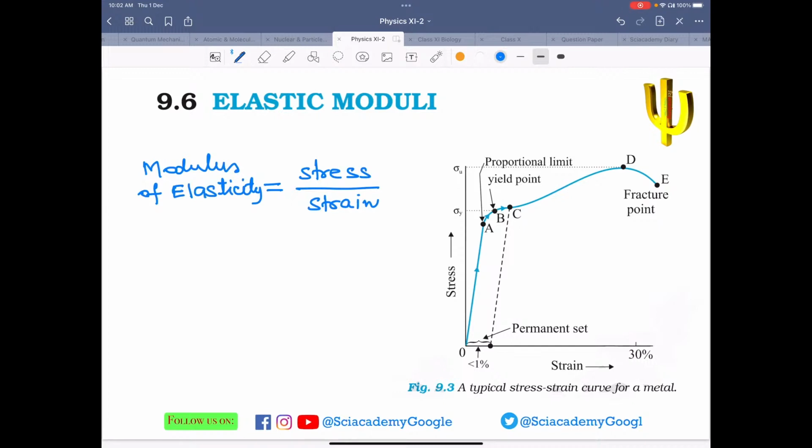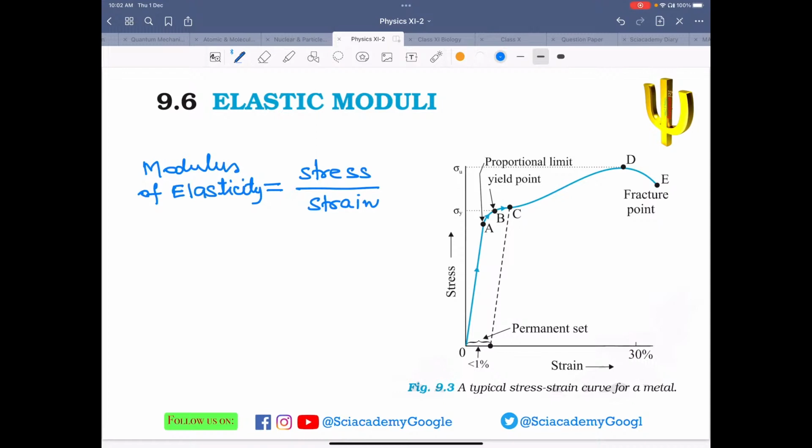So this modulus of elasticity is the characteristic of the material, and we must have the prior knowledge of the modulus of elasticity of any material before using it in the construction or manufacturing of any designs.